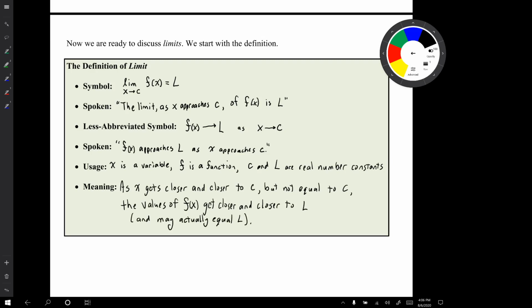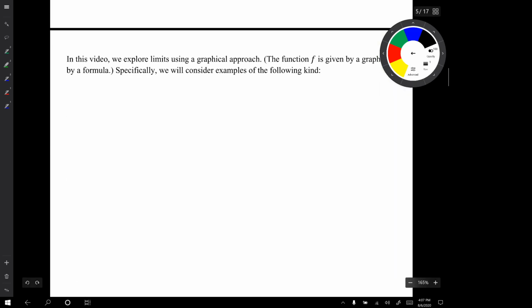What this symbol means is as x gets closer and closer to c, but not equal to c, the values of f of x get closer and closer to L. In this video, we're going to explore limits using a graphical approach. That is, the function f is given by a formula. And specifically, we will consider examples of the following kind.